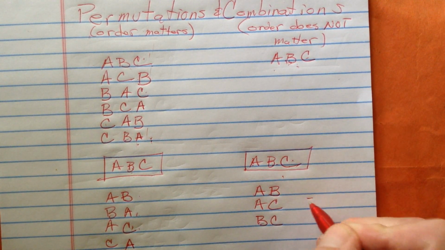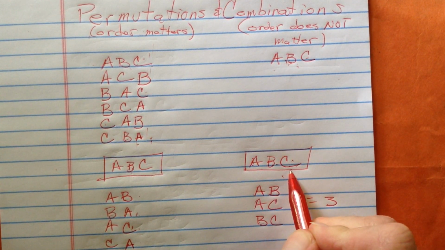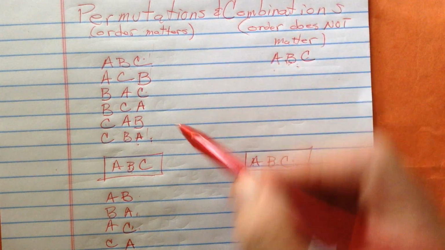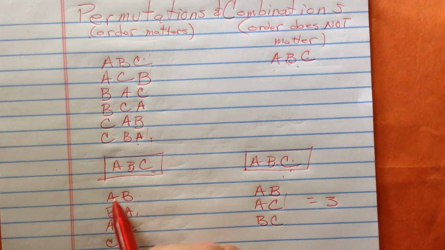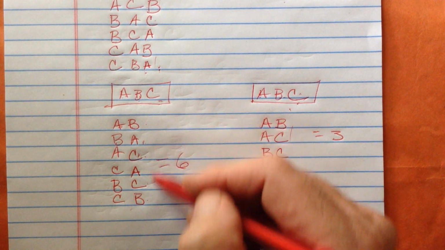Well, here it'll equal 3 combinations. If I start out with a set of 3, I just put them in pairs. But how many permutations can you have? Well, if I have 3, and I put them in pairs, and the order does matter, then it goes up to 6.